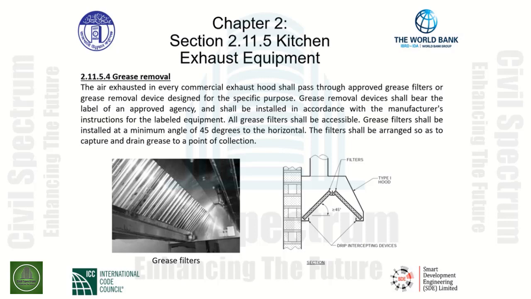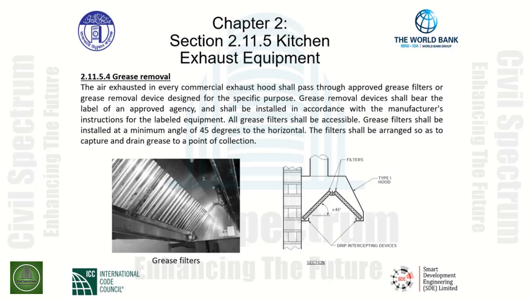All grease filters shall be accessible. Grease filters shall be installed at a minimum angle of 45 degrees to the horizontal. The filters shall be arranged so as to capture and drain grease to a point of collection. As indicated in the picture below, we can see a series of grease filters installed at an angle of 45 degrees within a metal type hood.